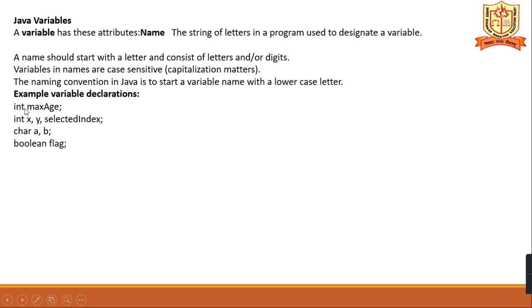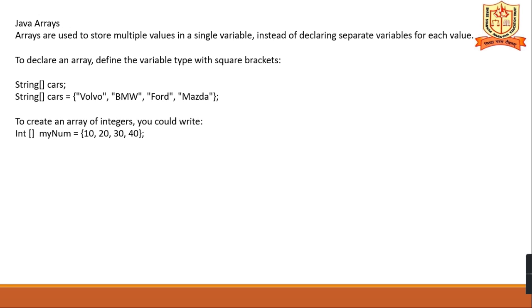Here are examples of variables: int is a data type and the variable name is maxAge. There is no space between the two words. Here an integer data type is used. If there is more than one variable, then you can represent them by commas in between the variables. Then a character variable, and a boolean variable.